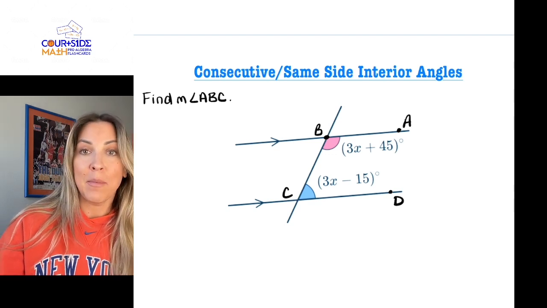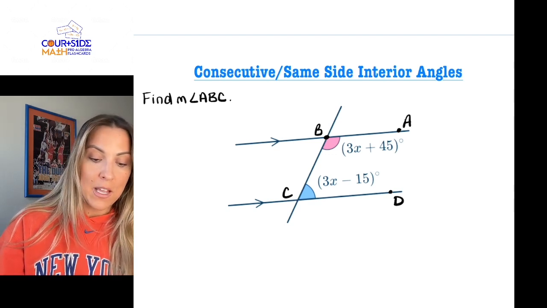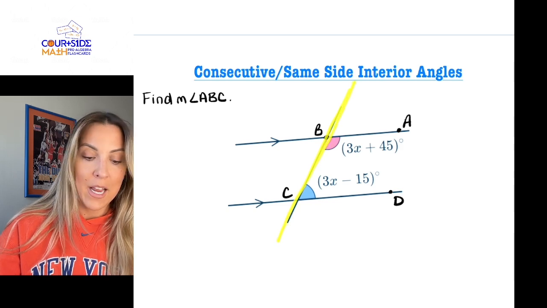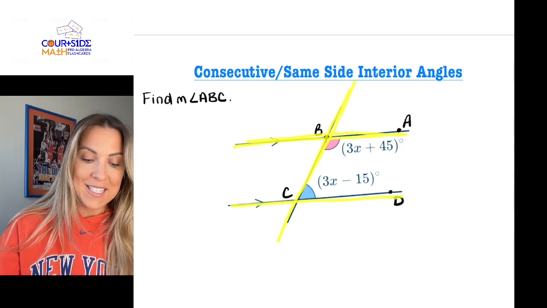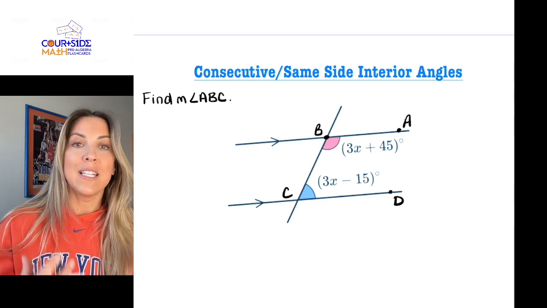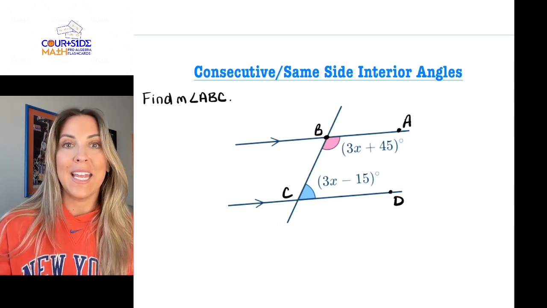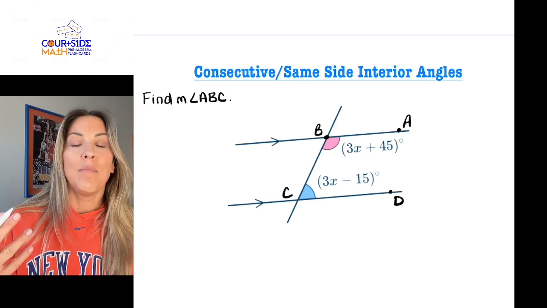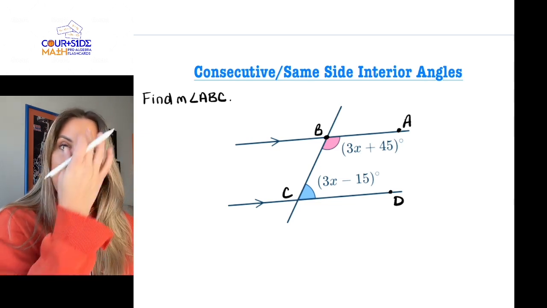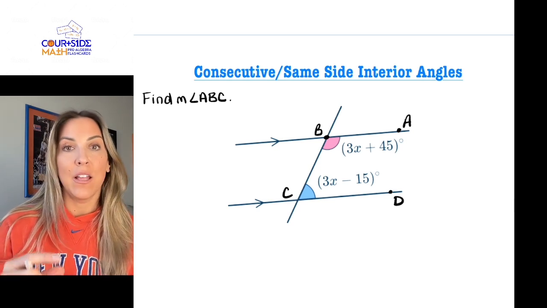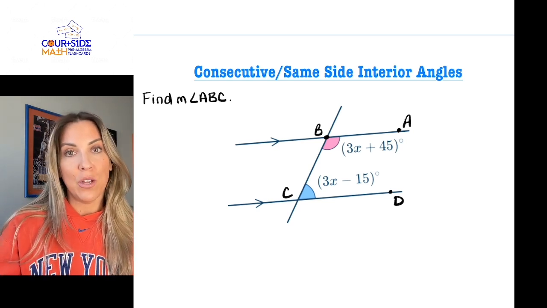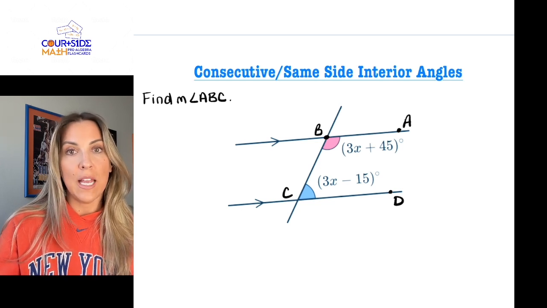The two angles that I'm given, the blue and the pink, those angles are on the same side of the transversal, right? They're both on the right side. They're also both inside of the parallel lines. And so that means that they're called consecutive or same side interior angles. Knowing their name is not as important as knowing their relationship. When two angles are on the same side and inside the parallel lines, the relationship is that they are supplementary, okay? Meaning that they add up to 180 degrees.